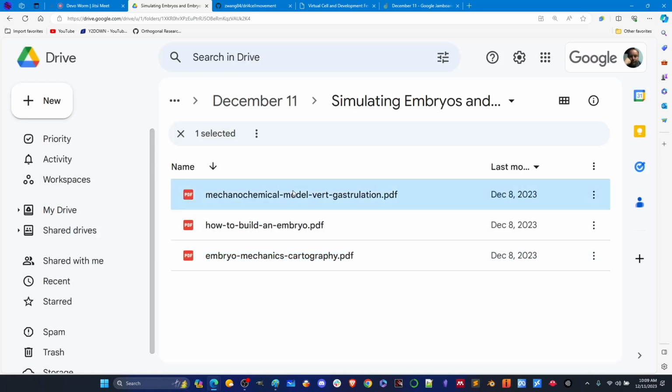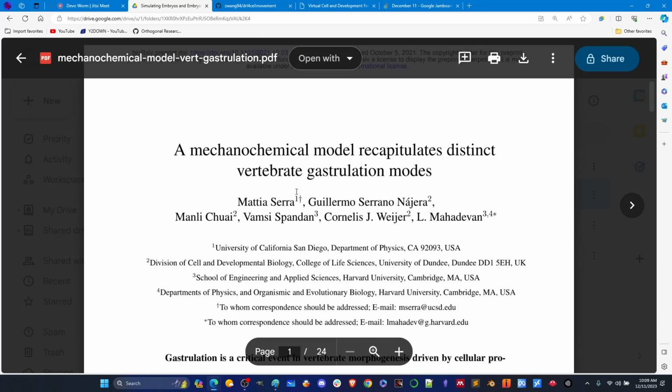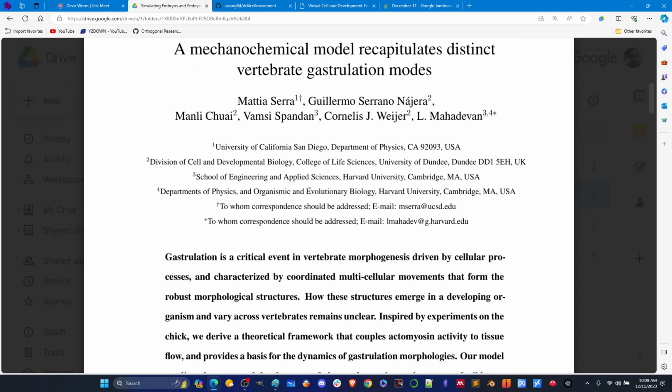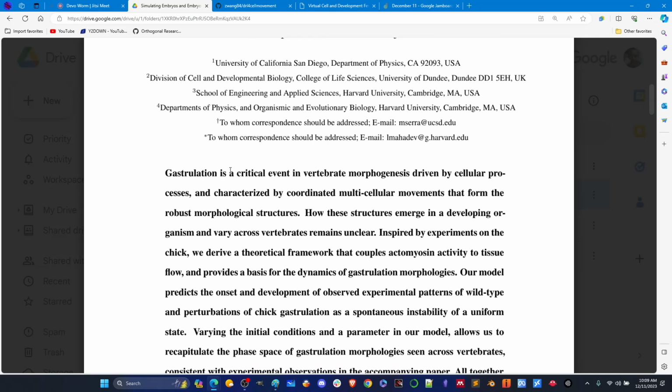And then finally, this one here. This is the mechanochemical model recapitulating distinct vertebrate gastrulation modes. This is where they build a mechanochemical model, and so this is a virtual embryo. Gastrulation is a critical event in vertebrate morphogenesis, driven by cellular processes and characterized by coordinated multicellular movements that form robust morphological structures. How these structures emerge in a developing organism and vary across vertebrates remains unclear.